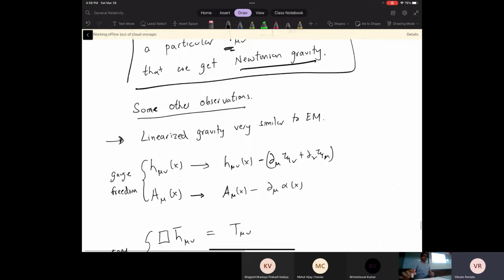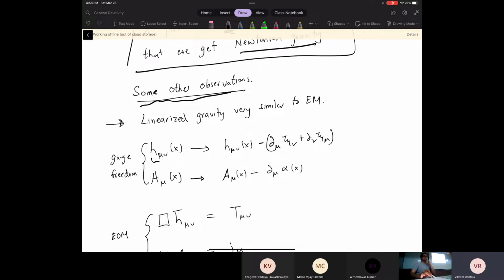Okay, now there are some interesting similarities between these linearized equations and the equations for electromagnetism. The first is the gauge freedom itself. So h mu nu transforming to h mu nu minus partial mu xi nu plus partial nu xi mu. This is the gauge freedom of linearized gravity, the freedom to choose coordinate systems in linearized gravity.